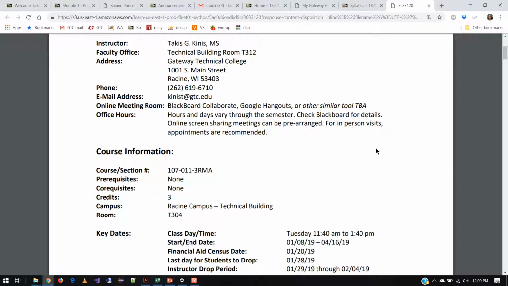So my name is listed here at the top, and does anybody want to take a stab at how to say my first name? Takis. Takis, close enough. Anybody ever buy those chips that they have? Takis, yeah. When you say that, then people get it, right?